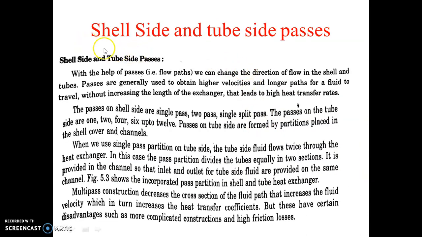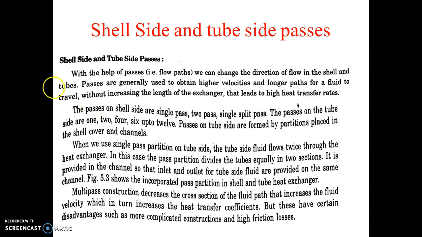The next part of the shell and tube heat exchanger is shell side and tube side passes. So what is meant by passes? Passes are nothing but the flow paths. By using them we can change the direction of flow in the shell and tubes. Passes are nothing but metal plates that are added to change the direction of the shell side fluid or tube side fluid.